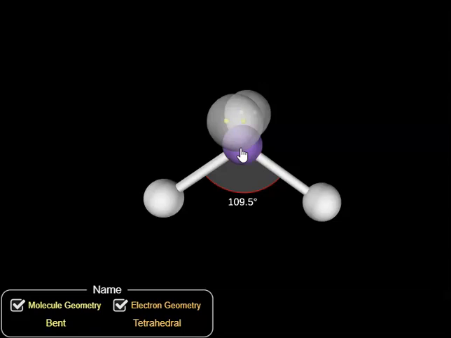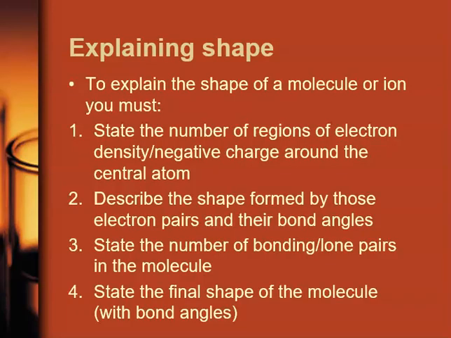Okay, so how do we go about answering a certain type of question? And these are really common questions that pop up in NCEA. Let's talk about that. When it comes down to explaining the shape of a molecule, the process to work through is to talk about first off how many regions of electron density or negative charge there are around the central atom. What is the shape that those electrons form? So in other words, what is the base shape? Then how many bonds and how many lone pairs are there? And what is the final molecule? Now you can talk about the bond angle either when you talk about the shape that the electrons form or the final shape of the molecule, but you should always mention the bond angle.